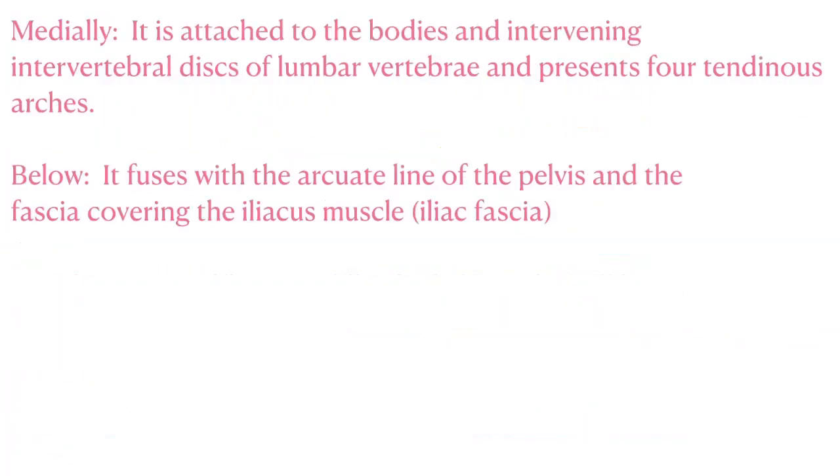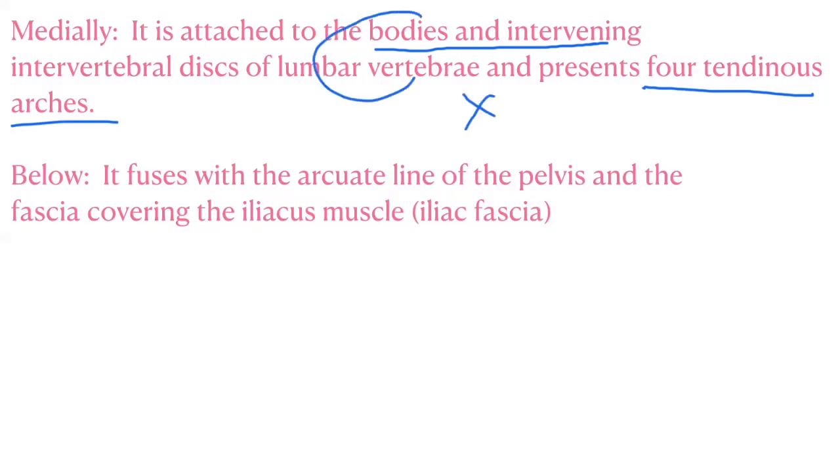And medially, it is attached to the bodies and intervening intervertebral discs of lumbar vertebrae and presents four tendinous arches. So, above, it is thickened and forms the medial arcuate ligament. Laterally, it is continuous with the thoracolumbar fascia, and medially, it is attached to the bodies and intervertebral discs of the lumbar vertebrae. This is very, very important.